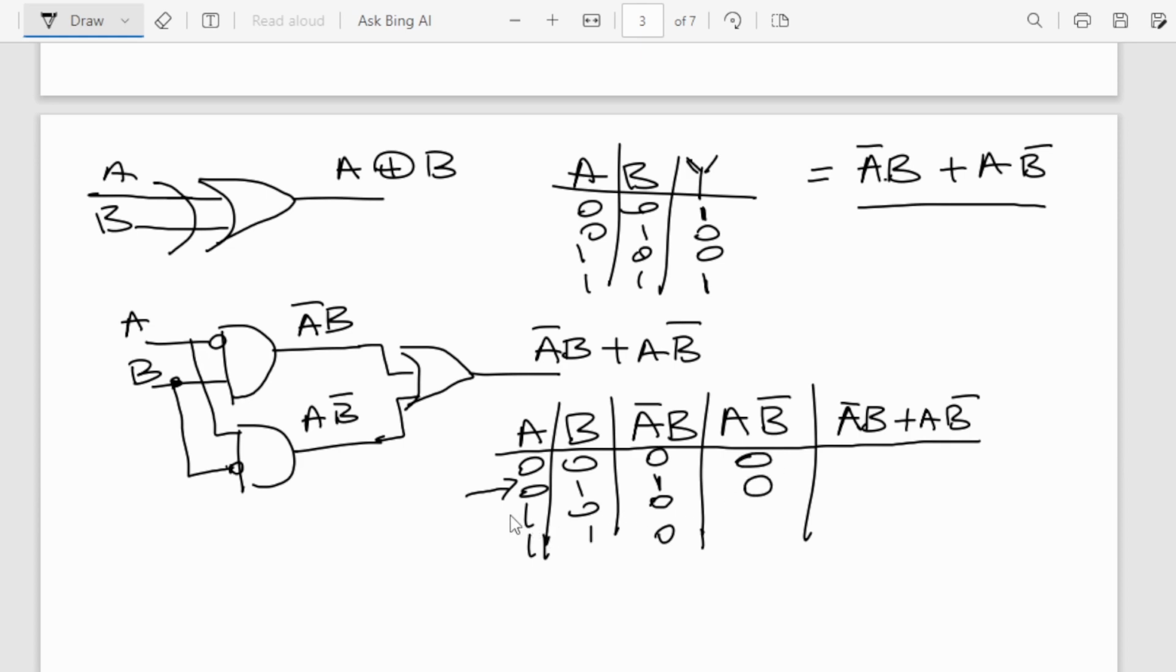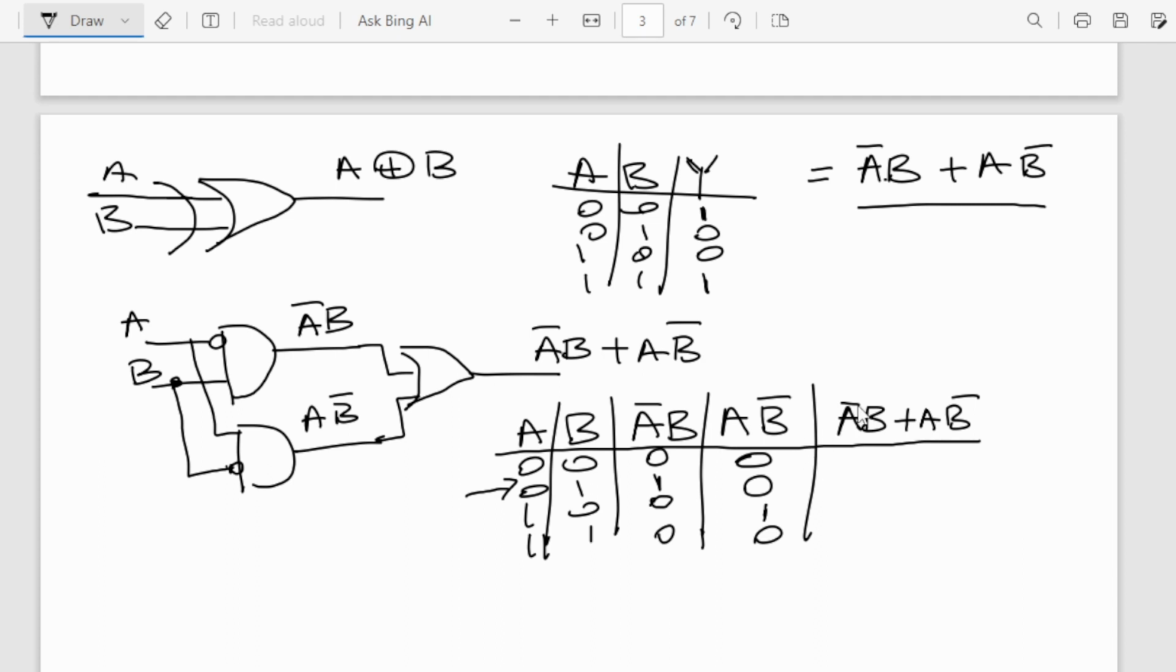What about here? A is 1 and B bar is 0. Now keep in mind, sorry, when B is 0, B bar is 1. So this is where we have 1 for A, and we have 0 for B, which is going to be 1 for B bar. So we have a 1 right here. And again here, A is 1, B is 1. If B is 1, then B bar is 0. So we have a 0 here.